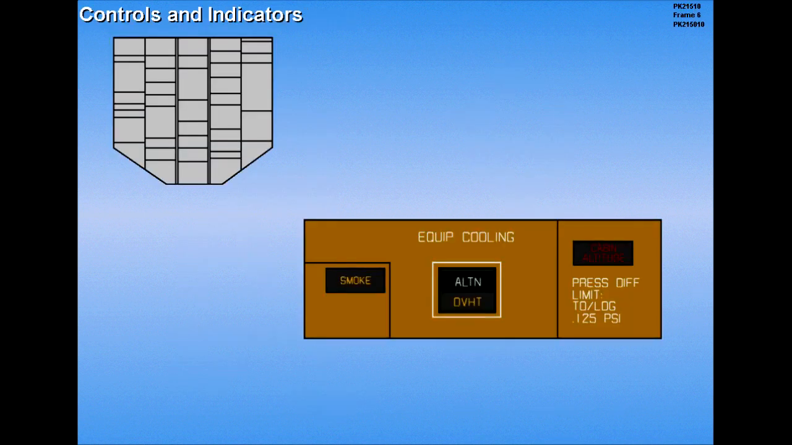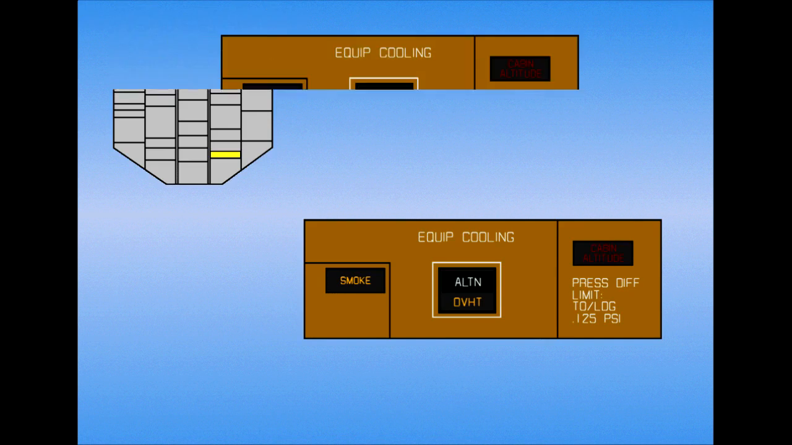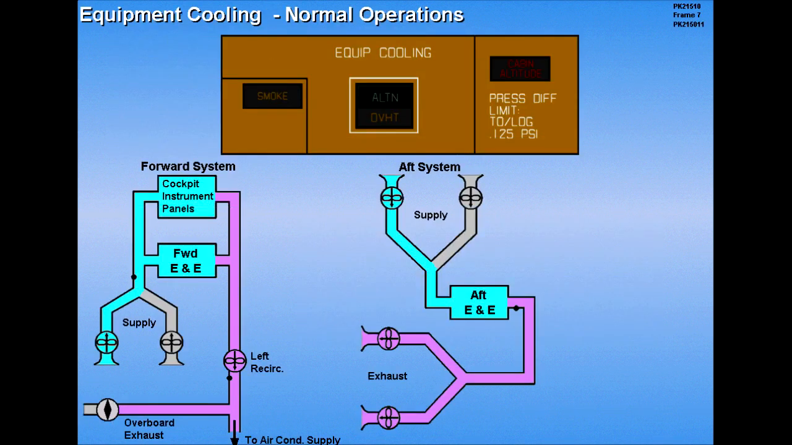The equipment cooling controls and indicators are located on the overhead panel. Both systems are controlled by the alternate equipment cooling switch. During normal operation, the switch remains in the normal unlatched position, as indicated with the legend extinguished. This allows one supply fan from each cooling system to operate.